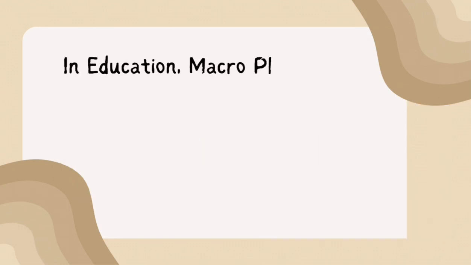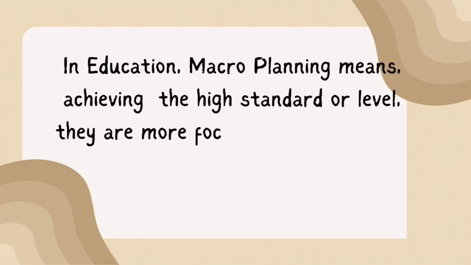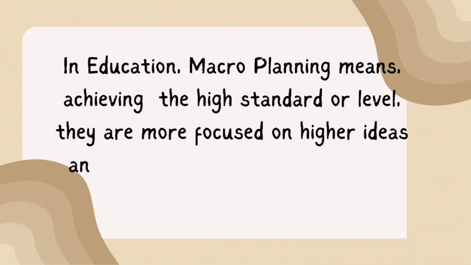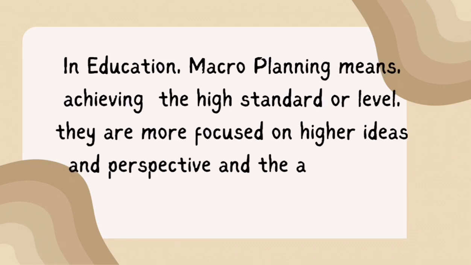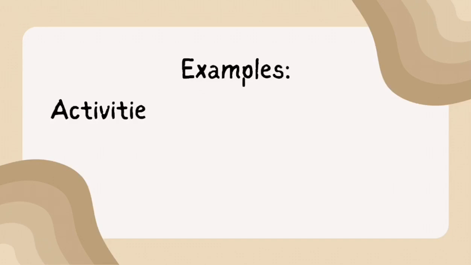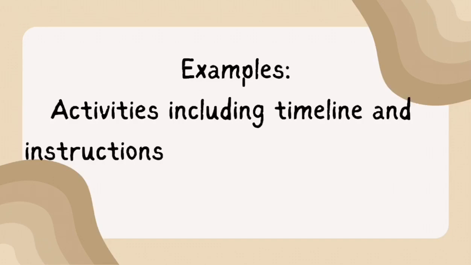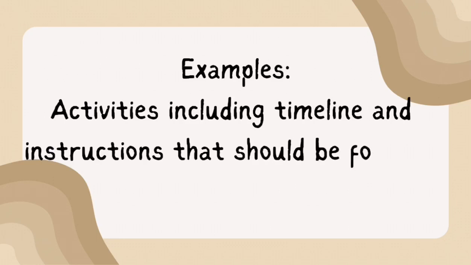In education and learning, we also have macro. Macro planning means achieving the highest standards or level. They are more focused on the higher ideas and the perspective. And the aim of this planning is to achieve highest potential. An example of macro planning is activities including timelines and instructions that should be followed.